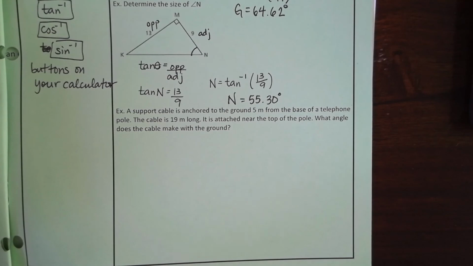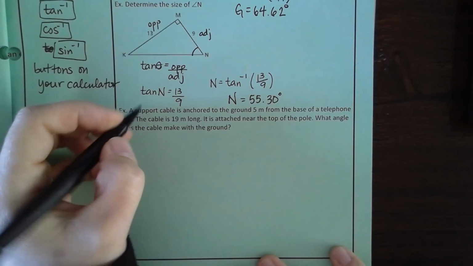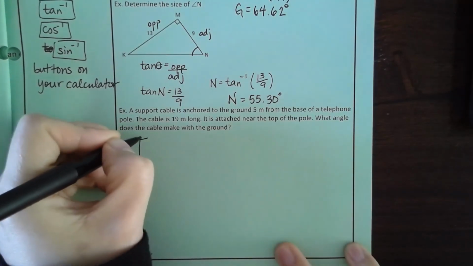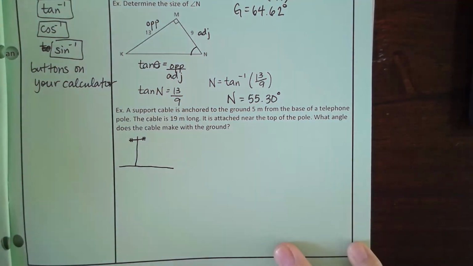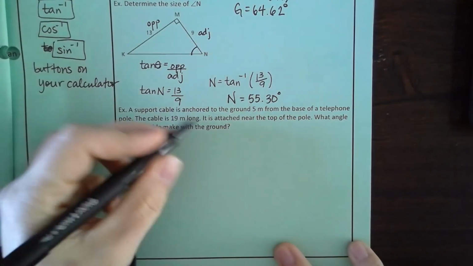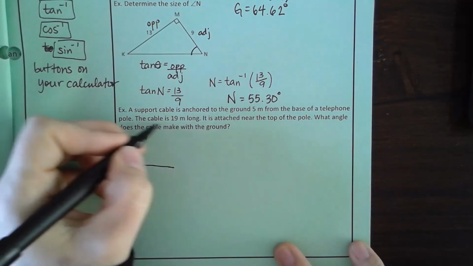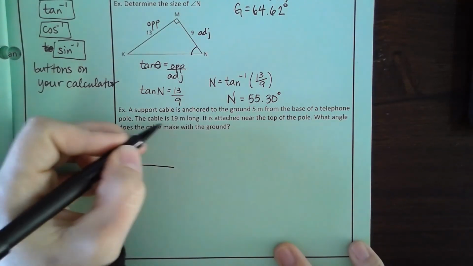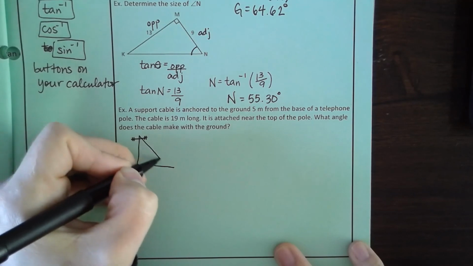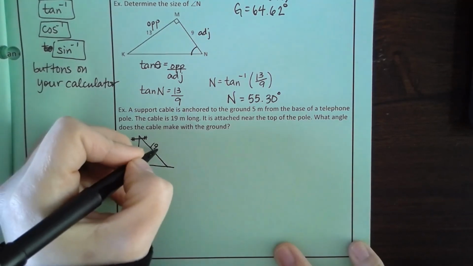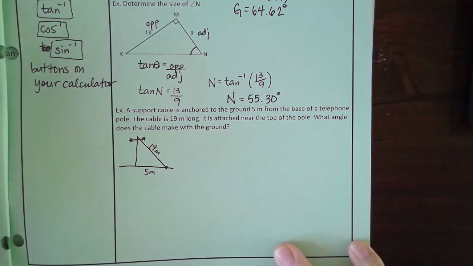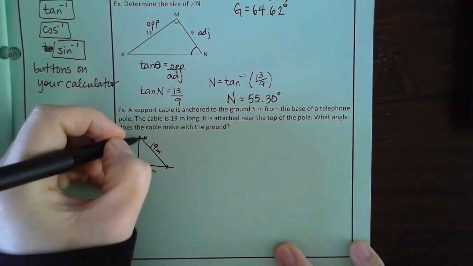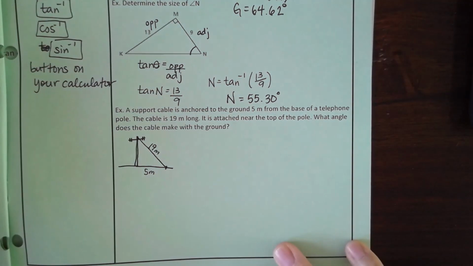With every word problem, for the most part, I always find it way easier to start with a picture. So here's my telephone pole. It's a silly telephone pole. There's a reason I don't teach art. And there's a cable that's anchored to the ground, and the cable is 19 meters long and it's attached to the top of the pole. So there's our cable. The cable is 19 meters long, and the part where it's attached to the ground is 5 meters away from the pole. Here's our pole. What angle does the cable make with the ground?